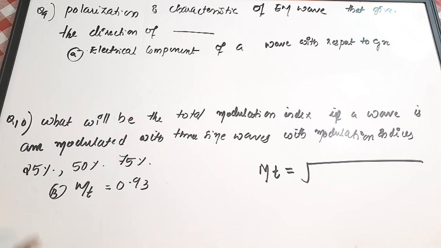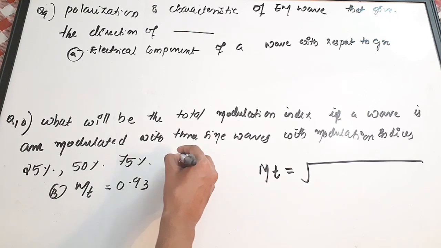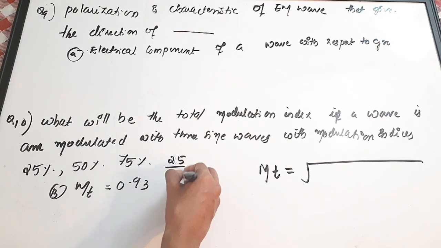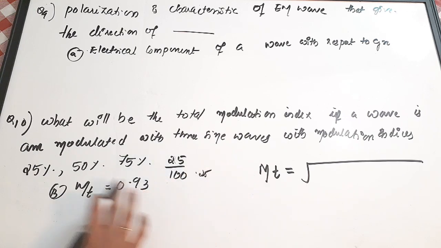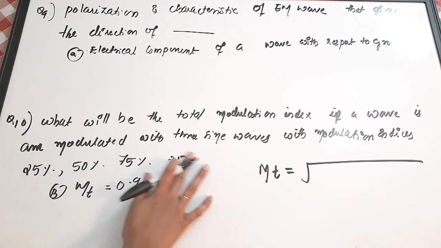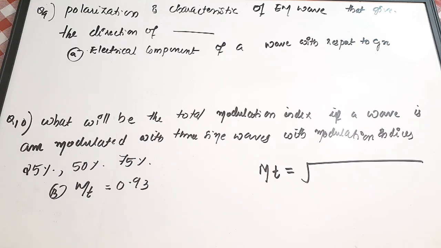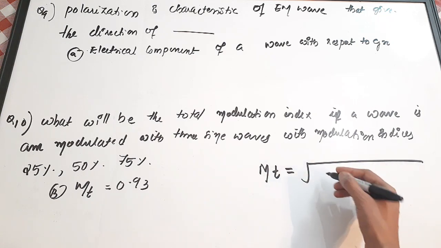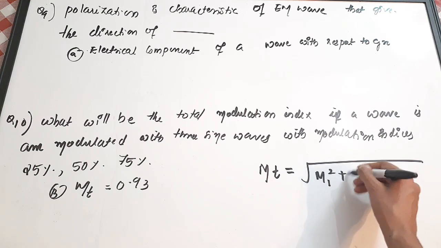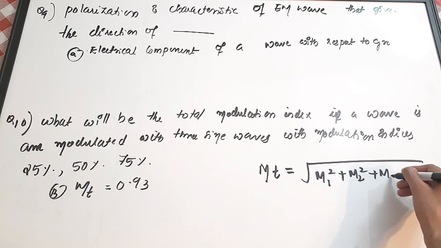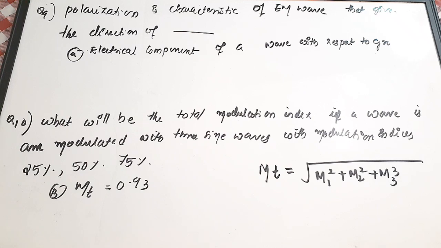Here the modulation indices are given in percentage, but modulation index is most commonly a decimal number. So 25% means 25 by 100, which is 0.25. Similarly, 50% means 0.5, and 75% means 0.75. So the total modulation index is the square root of m1 square plus m2 square plus m3 square. Please note this equation.